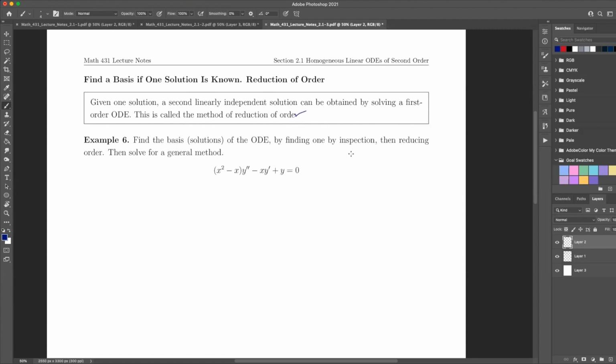All right, so we find one by inspection, which really means guess one. If you hum and haw long enough, you'll get y1 is equal to x. Because if I plug in x here, this ends up being 0, and this ends up being 1, so it'd be minus x plus x is equal to 0. So you can see that y1 equals x is a solution.